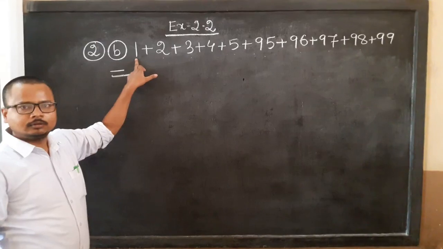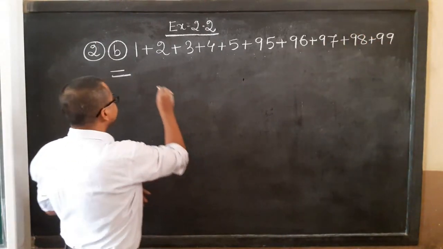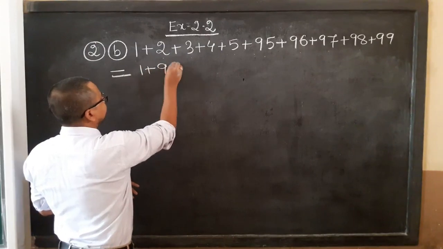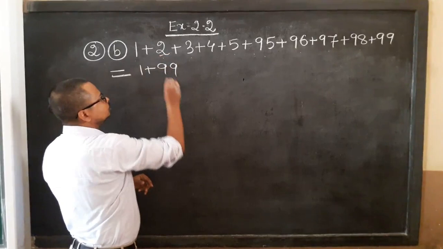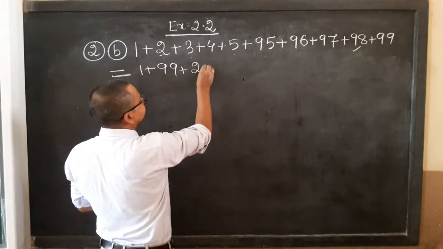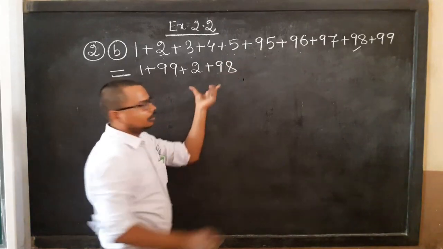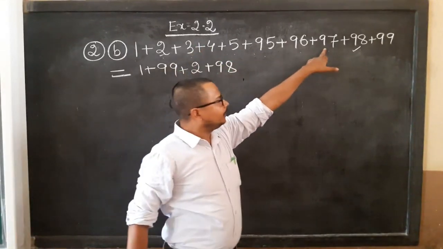Let us see. This is 1 and this is 99. So we can rearrange these numbers. 1 plus 99 is 100. Again 2 plus 98, again it is 100. Next 3 plus 97.